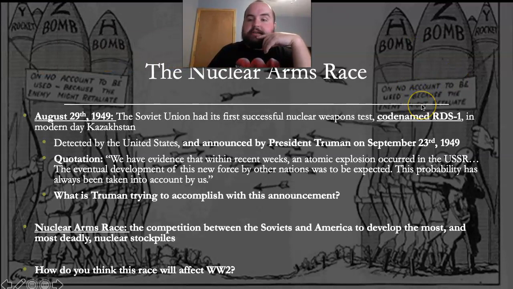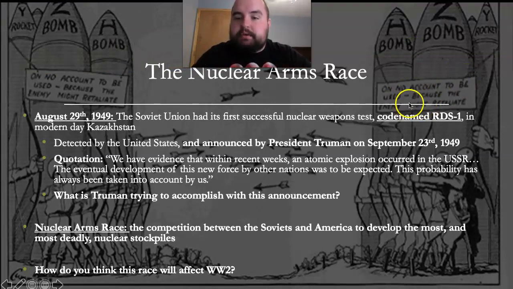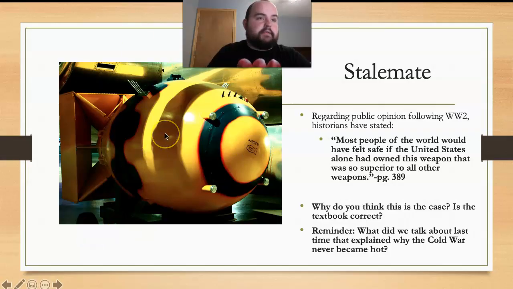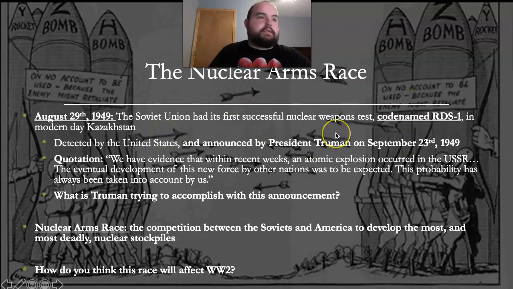But yeah, look at the signs right here. On no account to be used because the enemy might retaliate. And so you see here soldiers fighting each other with bows and arrows, pretty primitive weapons, most people would argue, but it's essentially symbolic of how these wars had to be fought. Because of this nuclear arms race, no one was actually willing to use these bombs because they knew that the enemy could retaliate.